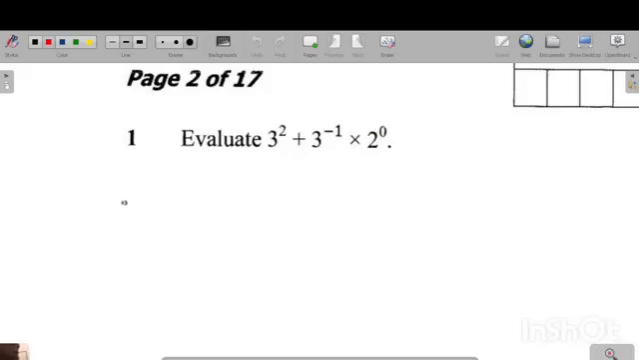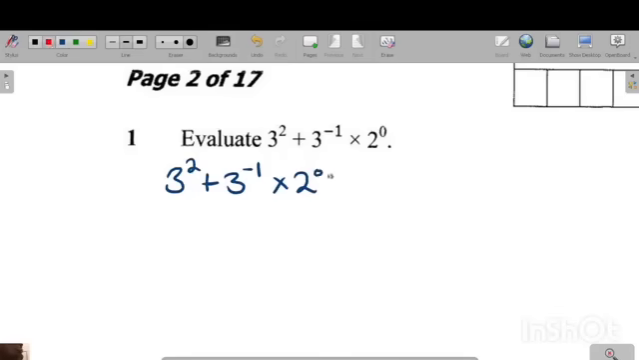Alright, so the first question says evaluate. So when they say evaluate, they want you to work out and find the actual value. So let's just write this expression. So we have 3 squared plus 3 to the negative 1 times 2 to the 0.